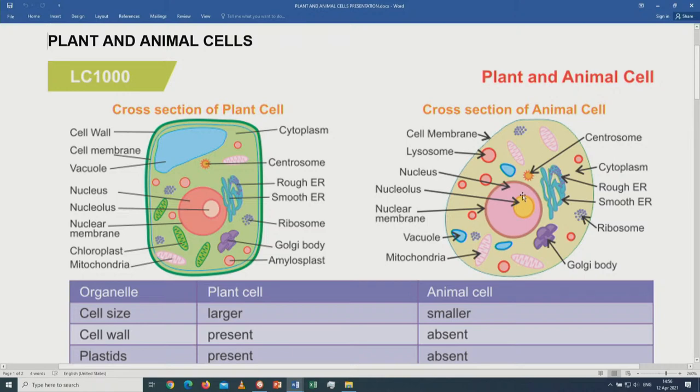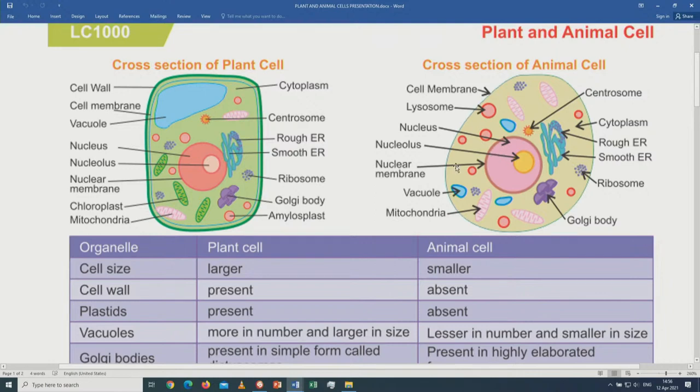Coming to an animal cell. As you can see, it doesn't have a cell wall. It has the cell membrane. The structure which is new here is a lysosome. It carries the digestive enzymes. Apart from secreting the digestive enzymes, it destroys viruses and bacteria. Another structure which is new here is a centrosome. It contains the centrioles. Centrioles produce spindle fibers, and these spindle fibers attach the chromosomes.